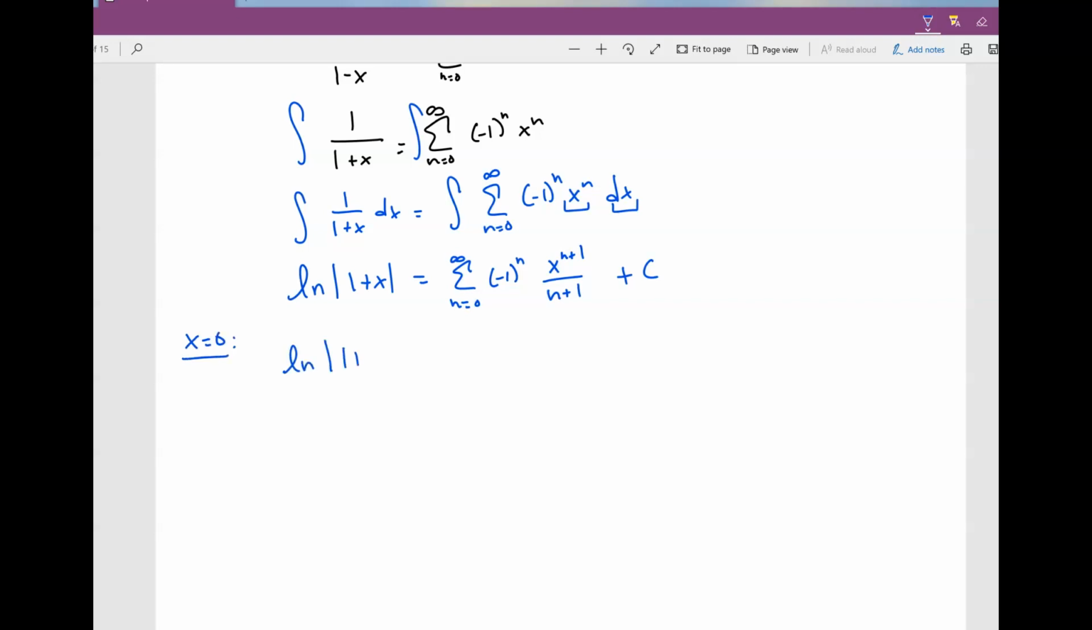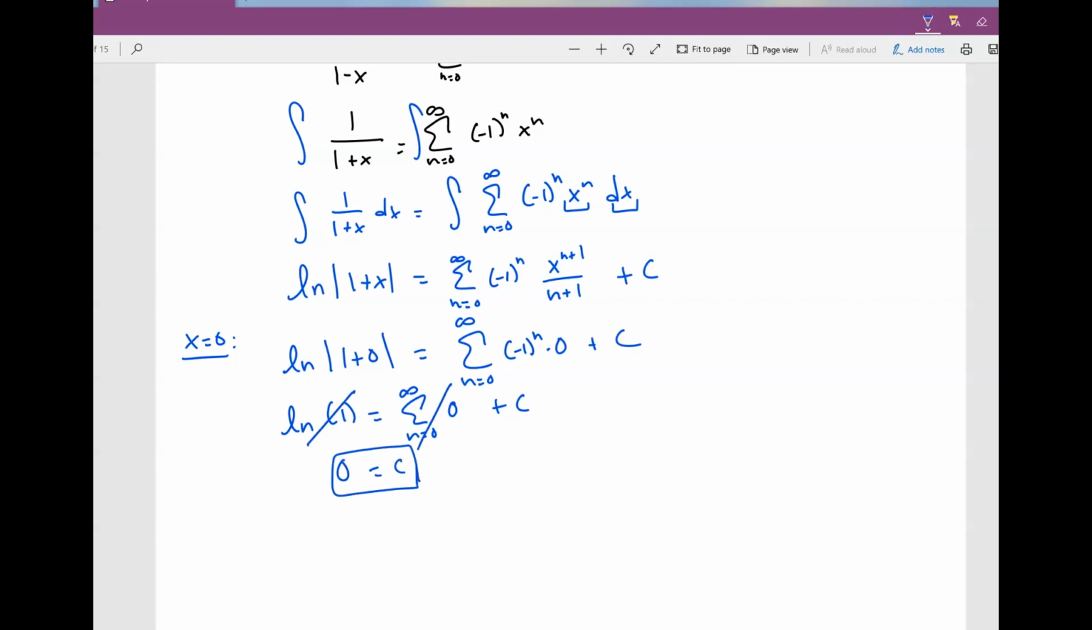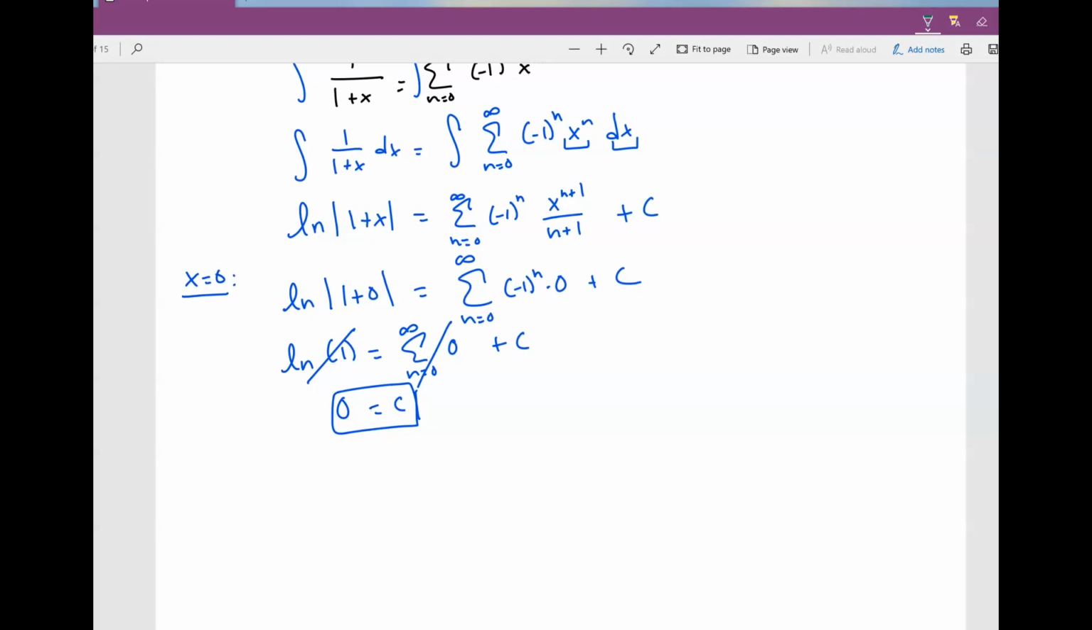So ln of 1 plus 0 is equal to the sum from n equals 0 to infinity, negative 1 to the n, and then this is just going to give me 0 plus c. So I have ln of 1 is equal to the sum from n equals 0 to infinity of 0 plus c. Here we're just summing a whole bunch of zeros. So this is going to be 0. This thing is going to be 0. So c equals 0. Don't feel very comfortable with this being 0. It's not always going to happen, but it did in this case.